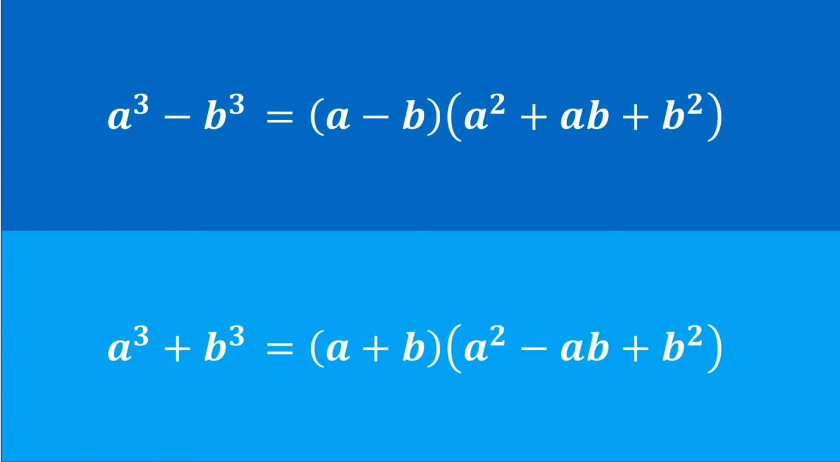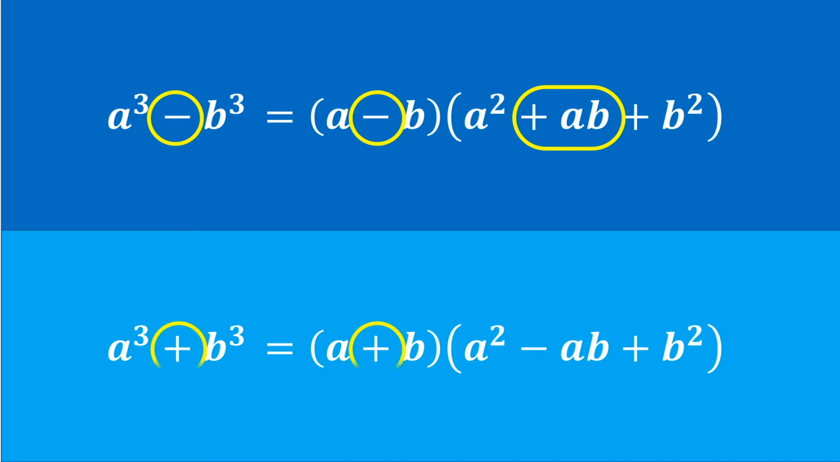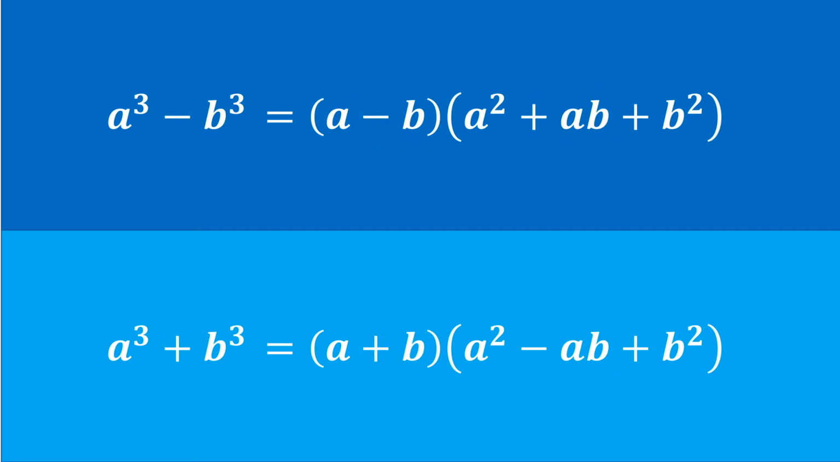Similarly, the factors of the sum of two cubes are a binomial and a trinomial. They are easy to memorize. In factoring a difference of cubes, the binomial is also a difference, while the middle term of the trinomial is positive. In factoring a sum of cubes, the binomial is also a sum, while the middle term of the trinomial is negative. The first and second terms of the binomial factor are simply the cube roots of the terms of the given expression.